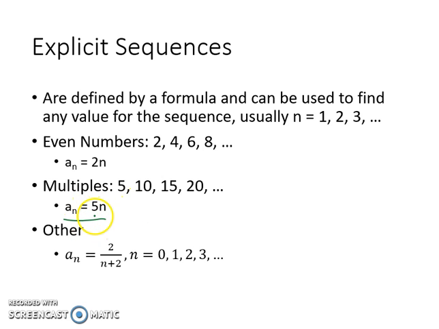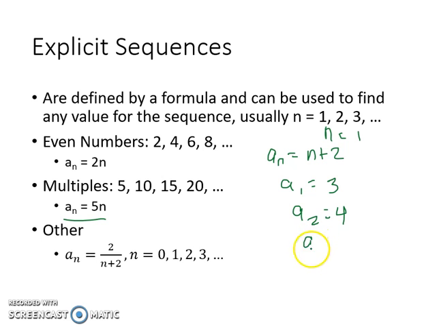So instead of writing out the multiples of 5, we're going to look at a sub n equals n plus 2. So if n equals 1, we have a sub 1 equals 1 plus 2 is 3. A2 would be 2 plus 2 is 4. A3 would be 3 plus 2 is 5. So here we just have our natural numbers starting at 3 instead of at 1.